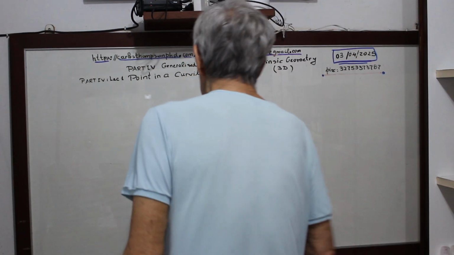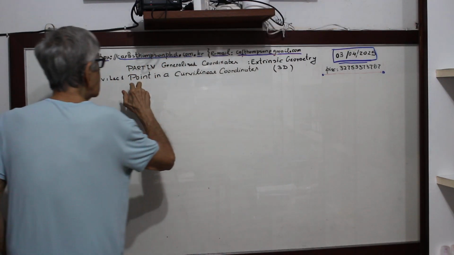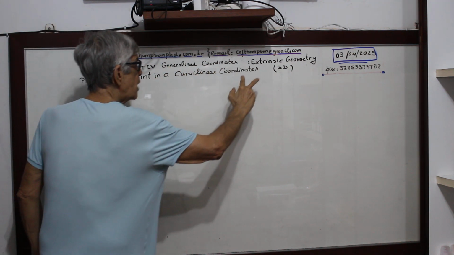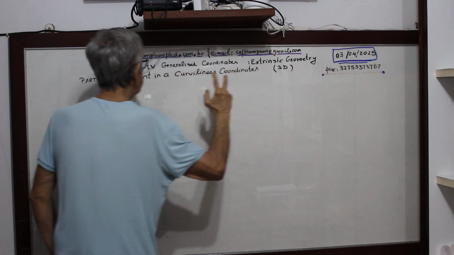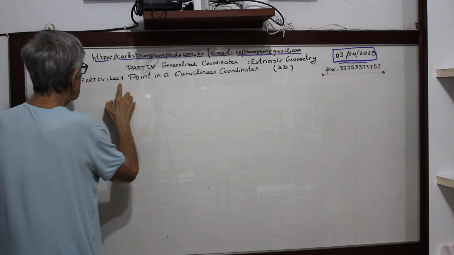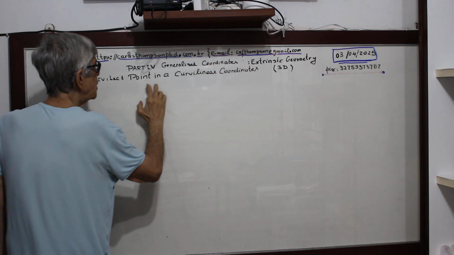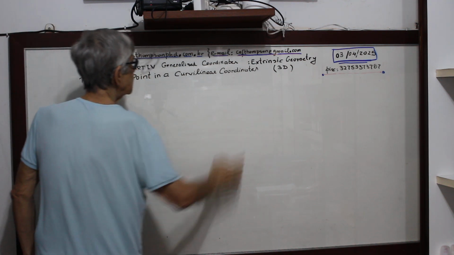Okay, let's move to part 4, generalized coordinates, extrinsic geometry. See, lecture 1, I will define a point in a curvilinear coordinate.